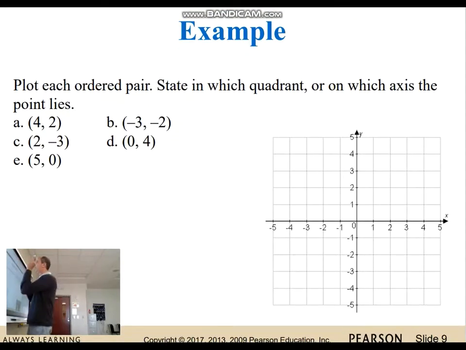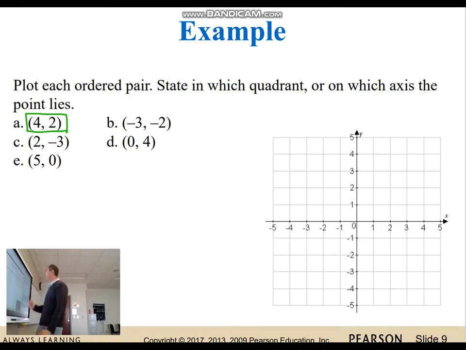More examples here to really understand and to practice and to know how to graph these ordered pairs. Let's try letter A. Now we have the ordered pair 4, 2. That means x equals 4 and y equals 2. On the x-axis, you're going to move 4 units to the right, so 1, 2, 3, 4. And on the y-axis, you're going to move 2 units up, 1, 2.